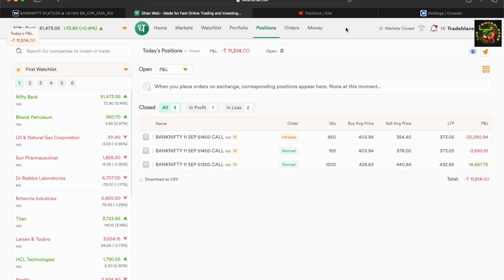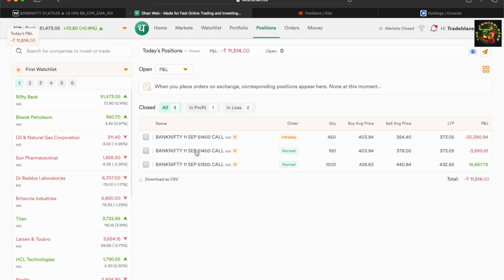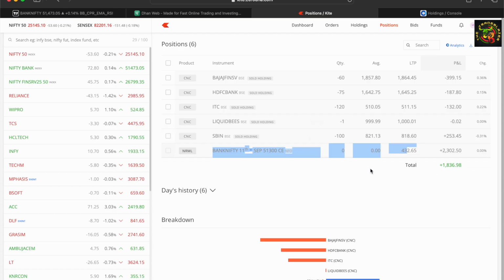I made a loss today of about 11,500 in Dhan. And I made a profit of around, same trade, but most of the quantity I entered right at this wick here. So that was closed in a little bit of profit.